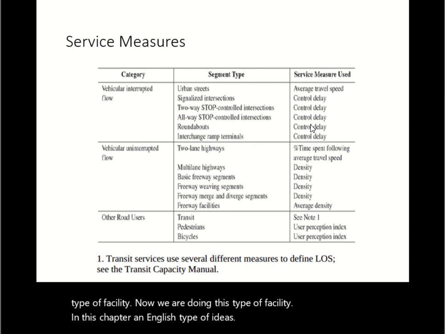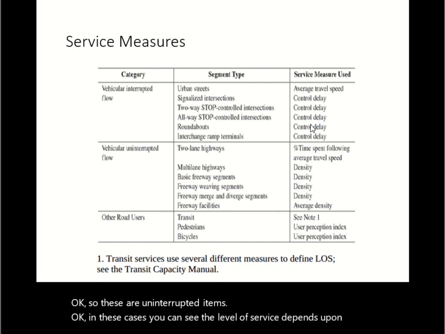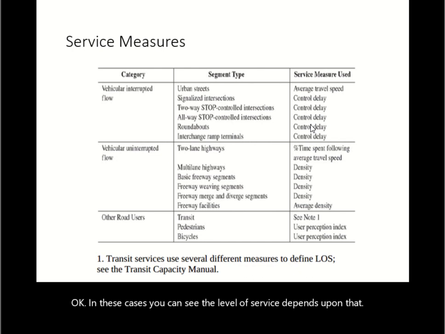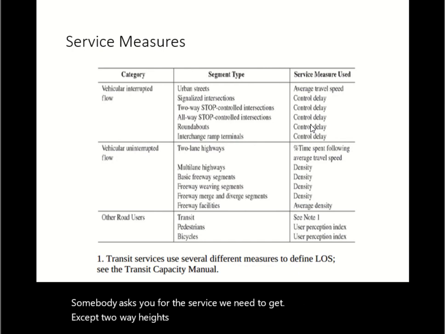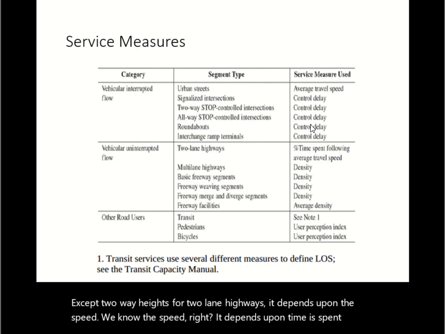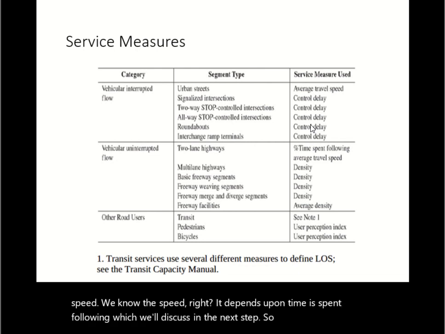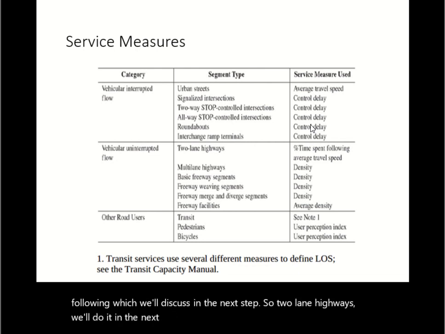Uninterrupted. So these are the uninterrupted highways. We are doing this case. In these cases you can see the level of service depends upon density. Freeways, mountain highways, the level of service depends upon density. Somebody asks you for level of service, you need to calculate density. Except two-lane highways. For two-lane highways, it depends upon speed. We know speed, right? It depends upon time spent following, which we will discuss in the next chapter. So two-lane highways, we will do it in the next chapter. I will explain these two parameters.